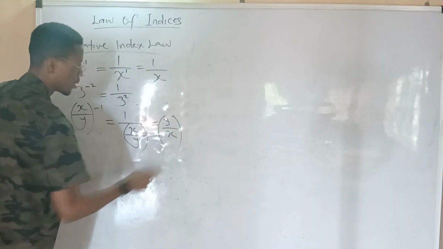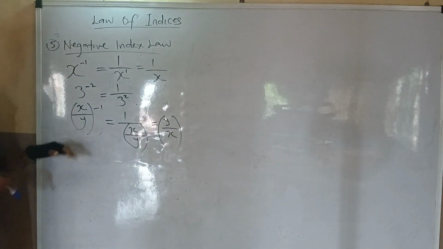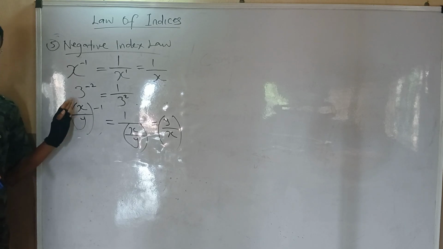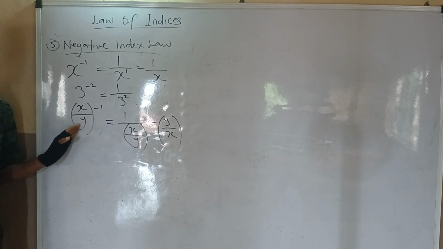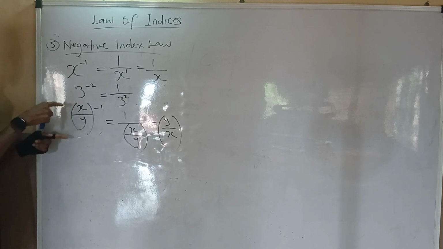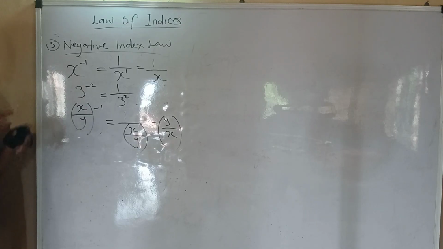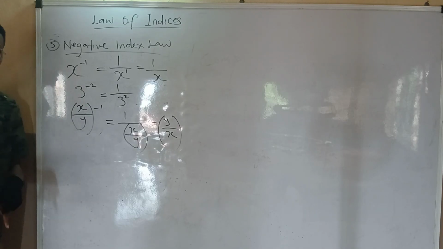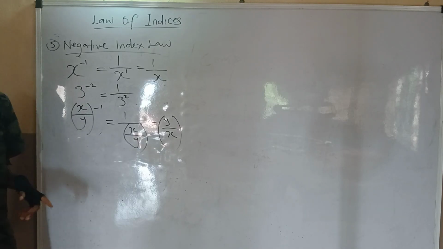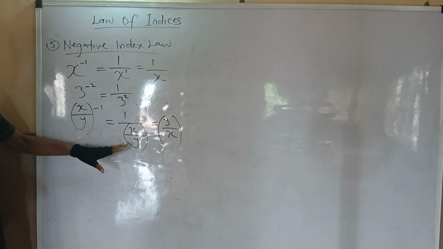Over x. Are you seeing it? Whenever we have a fraction, which is our base raised to the power of a negative index, what happens is that the fraction changes. The denominator comes to the numerator, and the numerator goes to the denominator. There's an exchange, just like what you are seeing here.